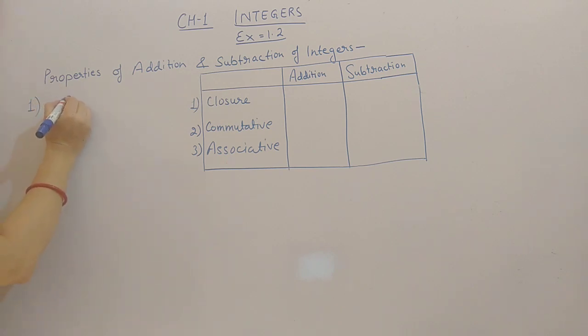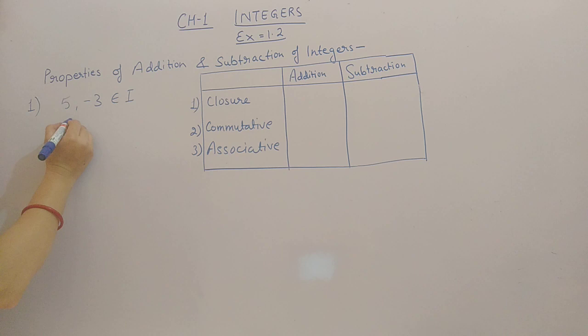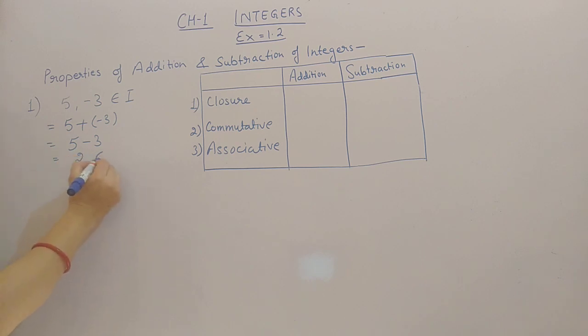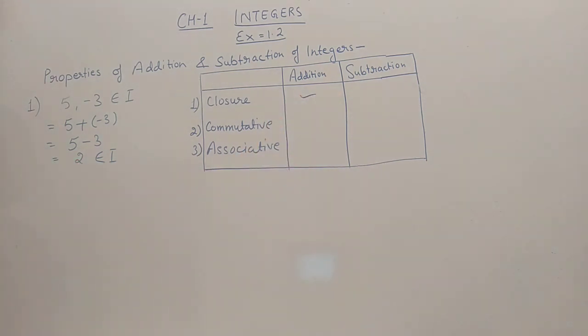Suppose I have two integers, 5 and -3. If I add these two integers, 5 plus -3, plus and minus will become minus, so 5 minus 3 is 2. This 2 is also an integer. It means if we add two integers, the answer will also be an integer. This is the first property, closure property. So for addition, this property is applicable.